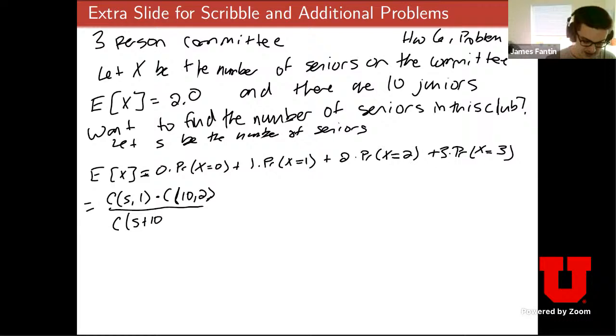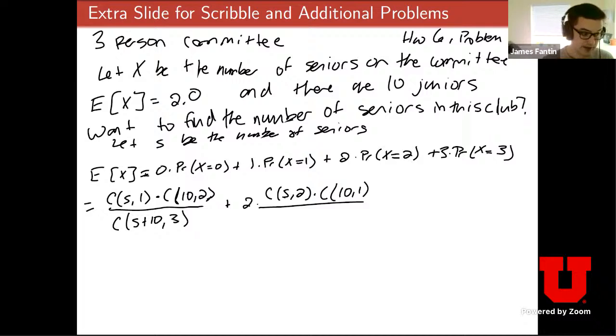And there are S plus 10 choose 3 total people that we could choose from. This is the number of people in the club, and we're selecting 3 of them. So this is the probability that x is equal to 1. Then we've got 2 times the probability that we can take 2 seniors here. So we take 2 from the seniors, 1 from the juniors.